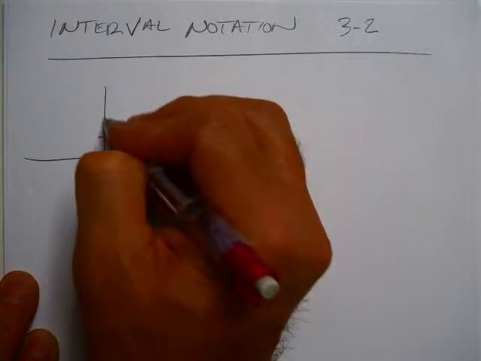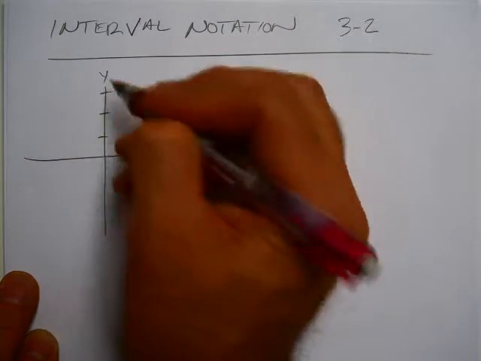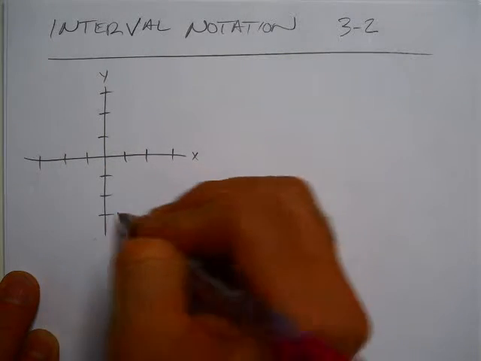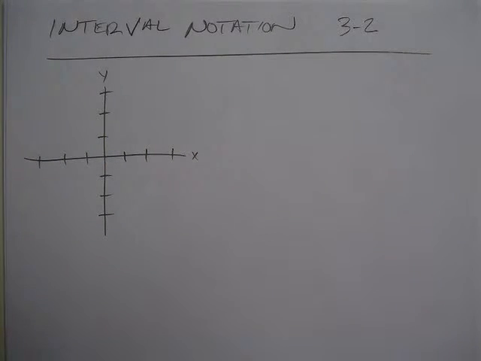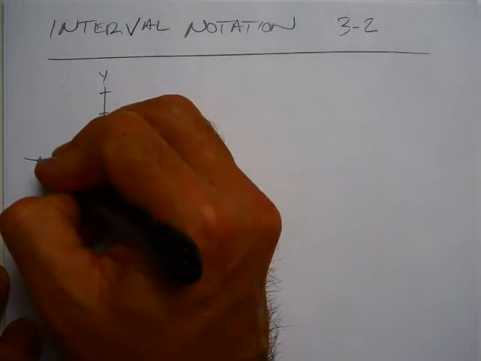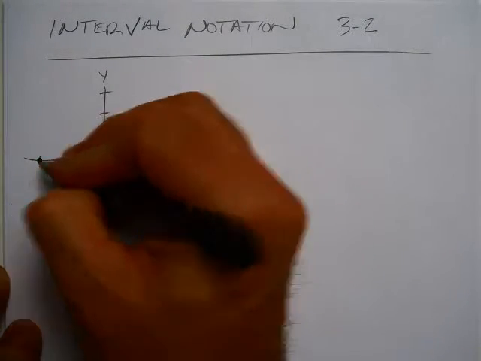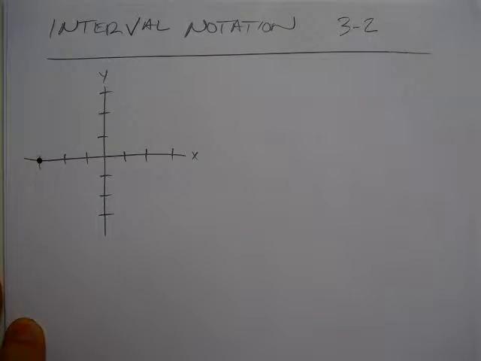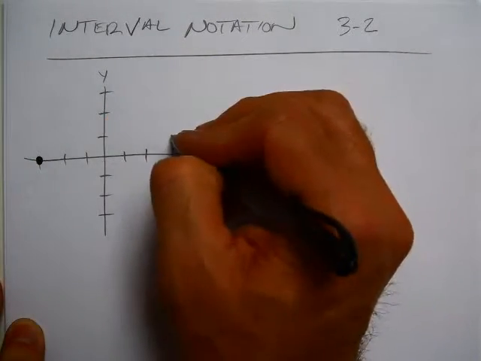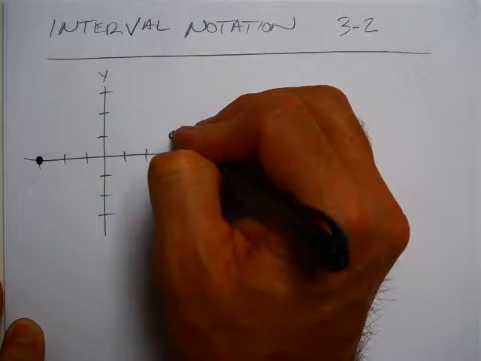We want to start talking about it the right way. So let's say we start with a small graph, and I have a point that starts the graph right here at -3, 0. And the graph ends at 3, 1.